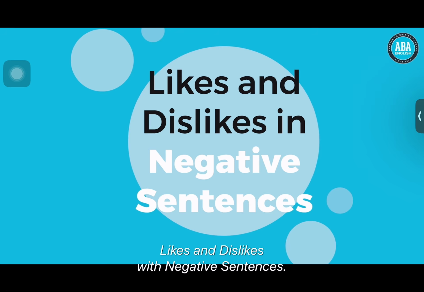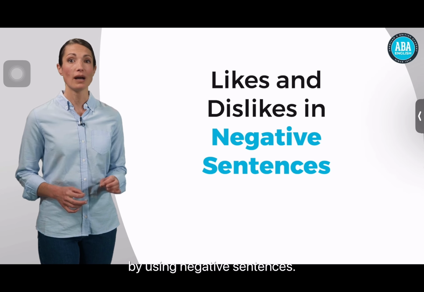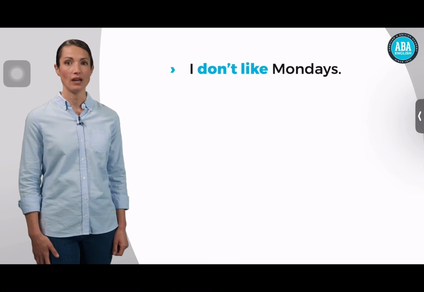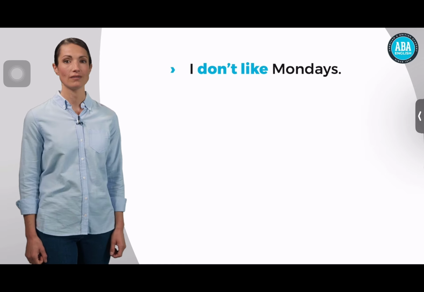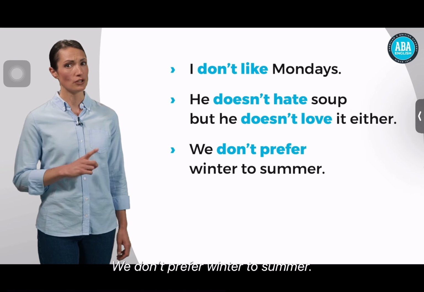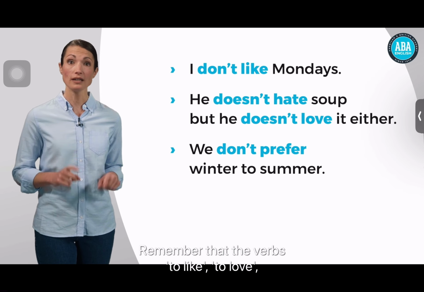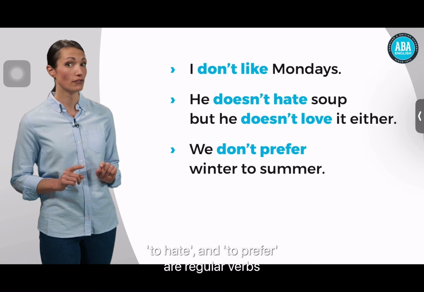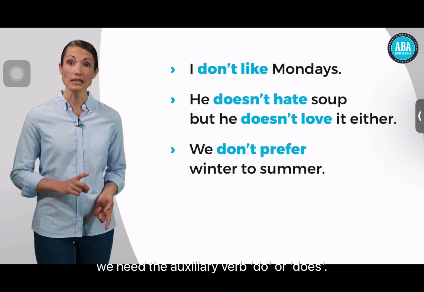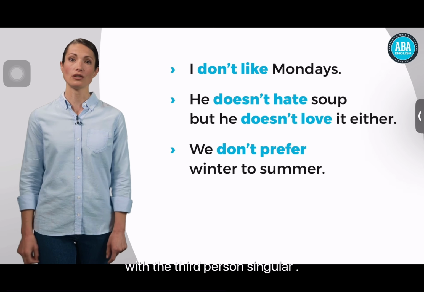Likes and dislikes with negative sentences. We can also express likes and dislikes by using negative sentences. Let's now see some examples. I don't like Mondays. He doesn't hate soup, but he doesn't love it either. We don't prefer winter to summer. Remember that the verbs to like, to love, to hate, and to prefer are regular verbs, and so in negative sentences, we need the auxiliary verb do or does with the third person singular.